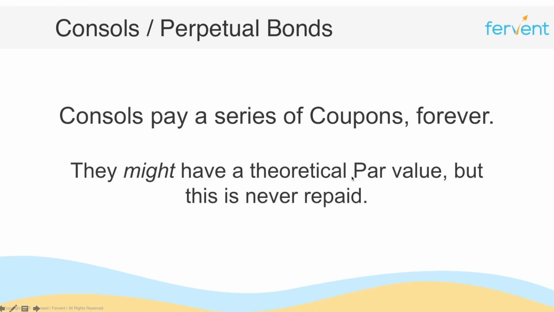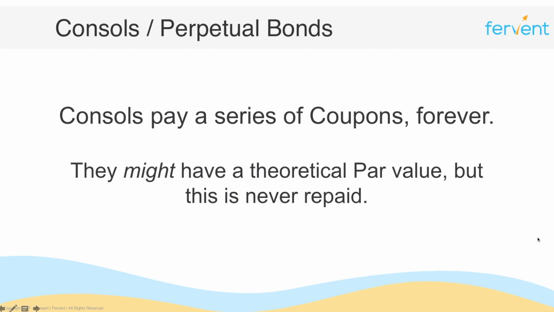They might have a theoretical par value, but this is never repaid because the bond just continues paying coupons every year forever. So if it does have this theoretical par value, it'll pay you that par value in the year infinity, whenever that is, when we're all dead and gone. So in essence, the par value for a consol doesn't really matter, even if it does actually exist. Now, given the very definition of a consol, this simple definition, no company in their right mind would issue this kind of security. In the past, governments have issued consols, so they are still relevant to some extent.